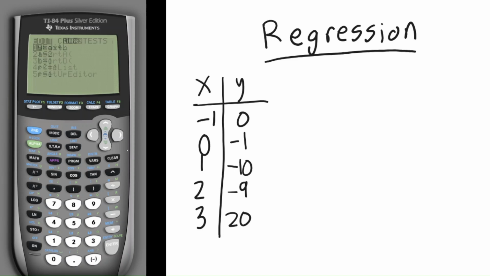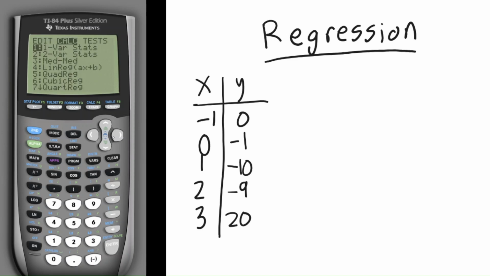So what I'm going to do is basically the same thing you would expect. I'm going to go stat, edit. Now, since these lists are shorter, I don't need to clear it out. I'm just going to do -1, 0, 1, 2, 3. And then up here, I'll do 0, -1, -10, -9, and 20. Hopefully I typed all that right. And then we'll go back, go to the stat calc.